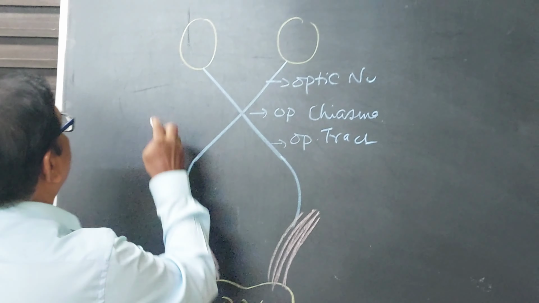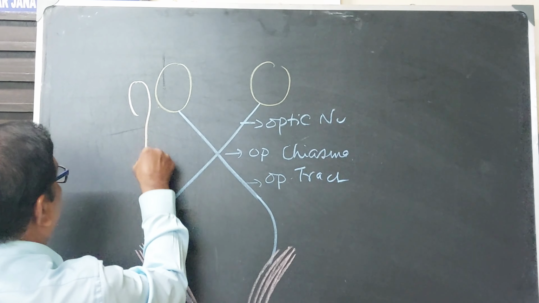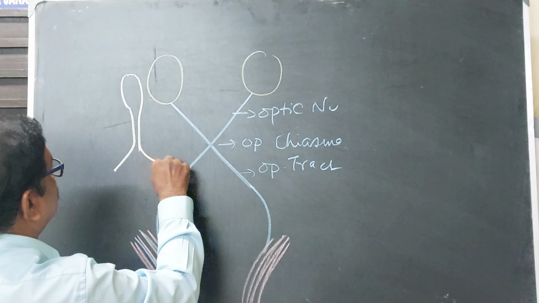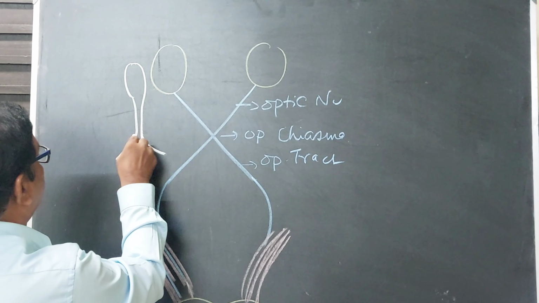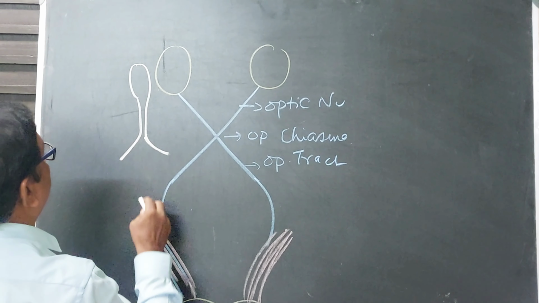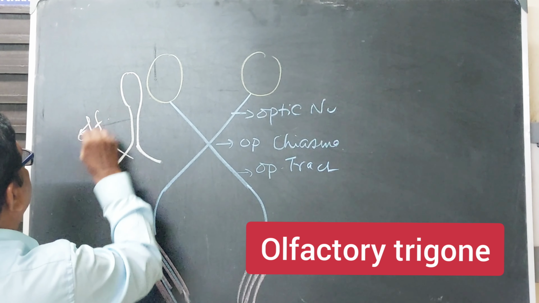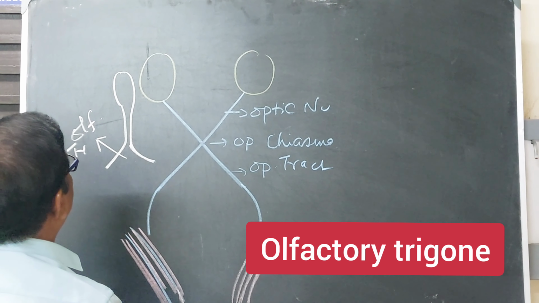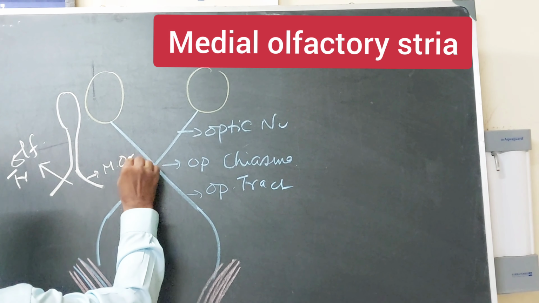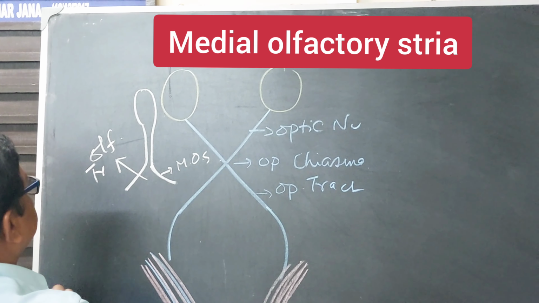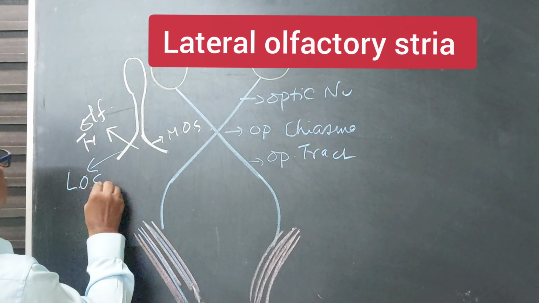And here another structure is there, that is olfactory bulb, then it divides into the olfactory trigone, like lateral and medial olfactory stria. This one is called olfactory trigone, and this is olfactory stria, medial olfactory stria, and this one is lateral olfactory stria.